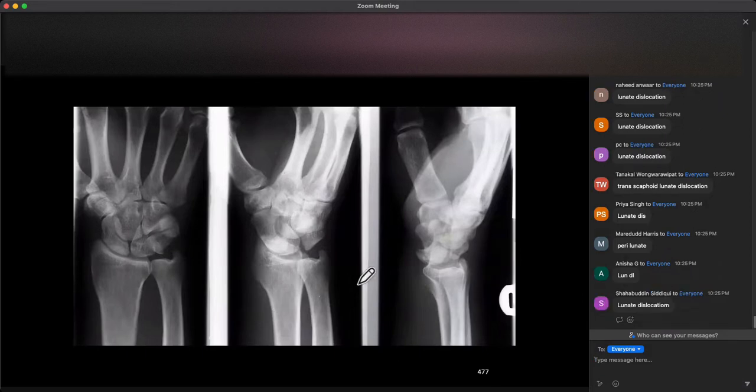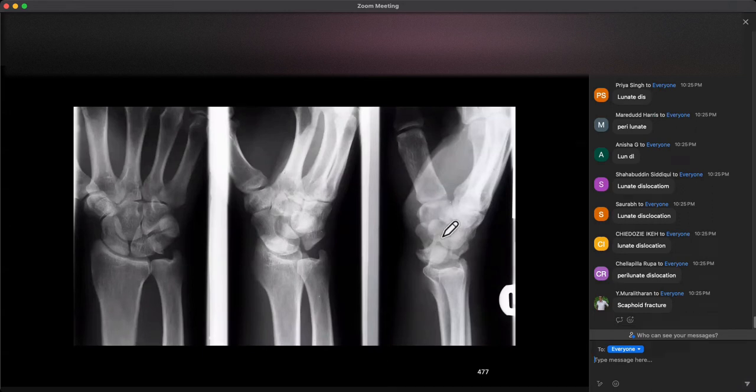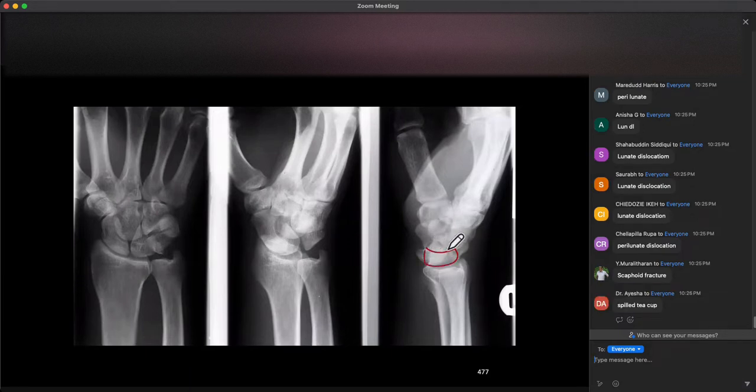Yeah, so we've got a lunate dislocation. So the lunate is dislocated. The lunate should really be this shape, and it's flicked over that way. And the capitate is almost in the right position. It moves back a little bit, but this is a lunate dislocation because of the position of the lunate with respect to the capitate and the radial styloid.